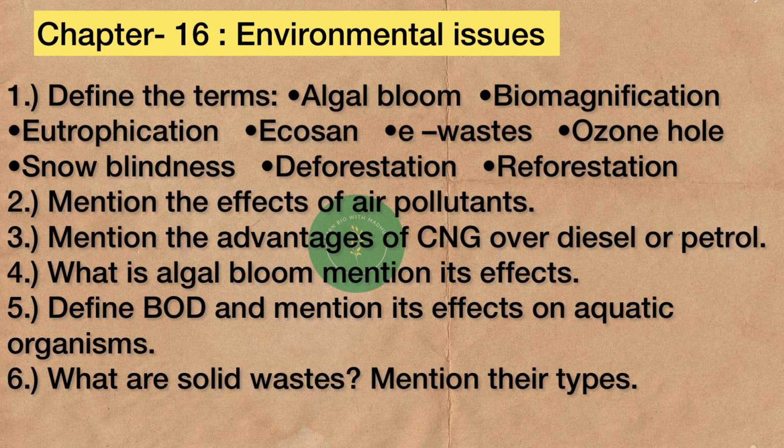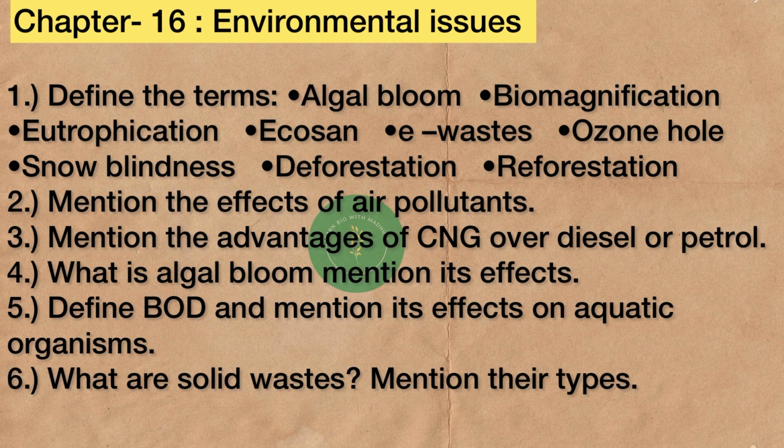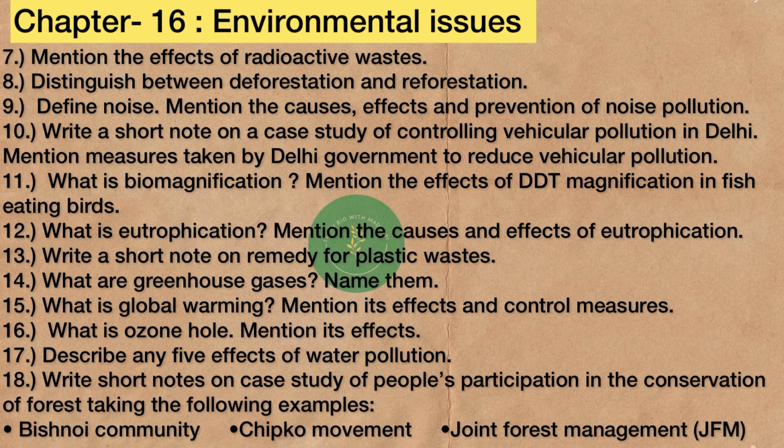Coming to the last chapter, environmental issues, which is chapter number 16, focus on terms like algal bloom, biomagnification, eutrophication, ecosan, e-waste, ozone hole, snow blindness, deforestation, reforestation. Effects of air pollutants, advantages of CNG over diesel or petrol, algal bloom and its effects, BOD, solid waste, mention their types. Also focus on radioactive waste, pollution, deforestation, reforestation. Short note on case study of controlling vehicular pollution in Delhi.